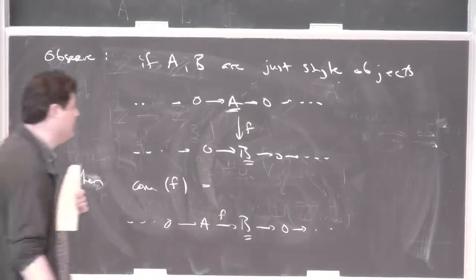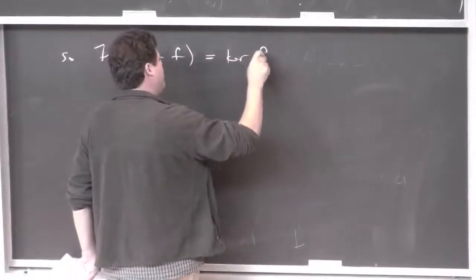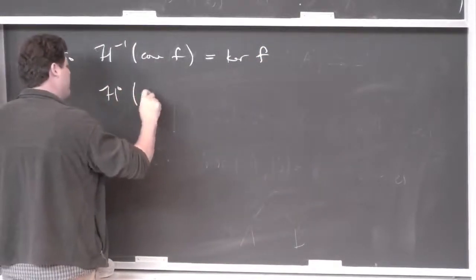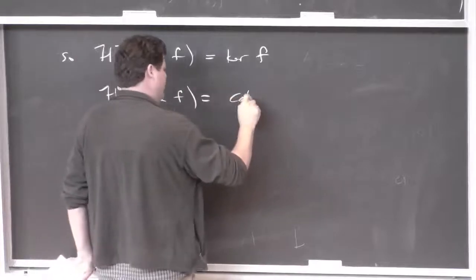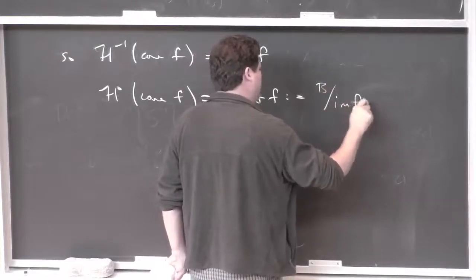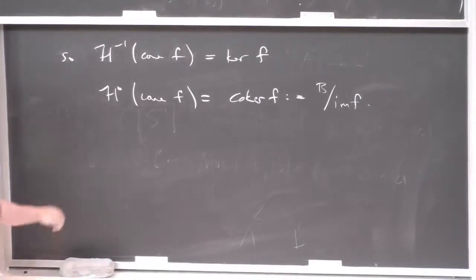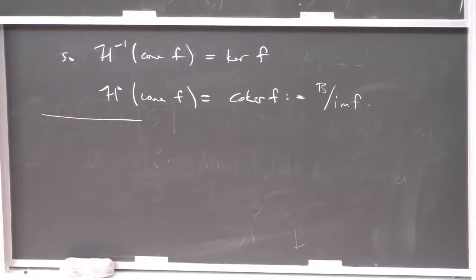So in particular, H^-1 of the cone is the kernel of f, and H^0 of the cone is the cokernel of f, which is by definition B mod the image of f. So you want to think that, in general, the cone is sort of kernel and cokernel mixed together like a snake eating its tail. So next, are there questions about anything so far?